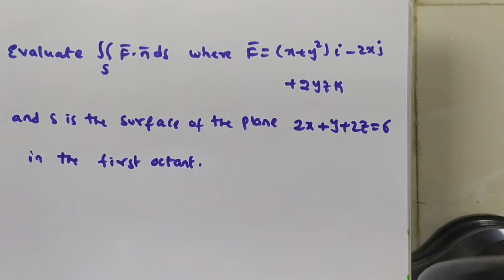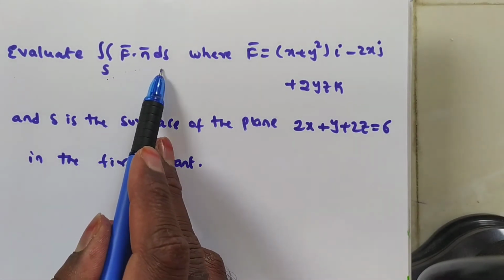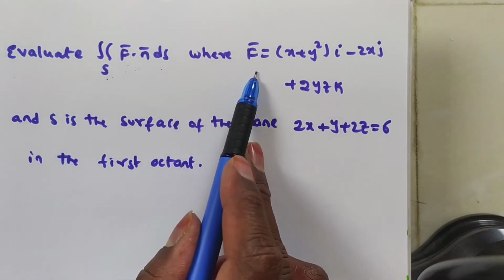Hi friends, in this video we are solving a problem on surface integral. This topic is chosen from vector integral calculus. Surface integral evaluation is nothing but a double integral over S of F bar dot n bar dS, where F bar is a vector point function.